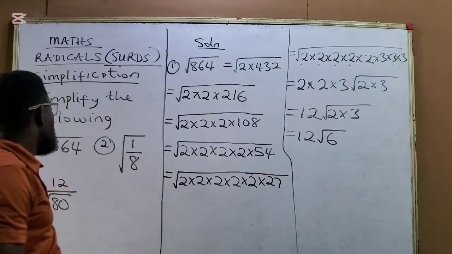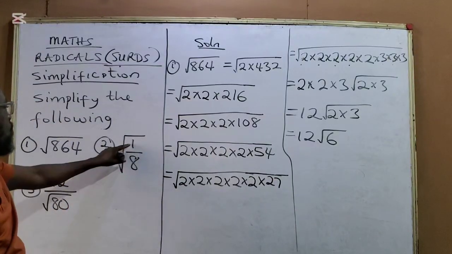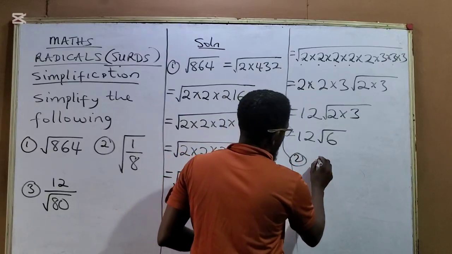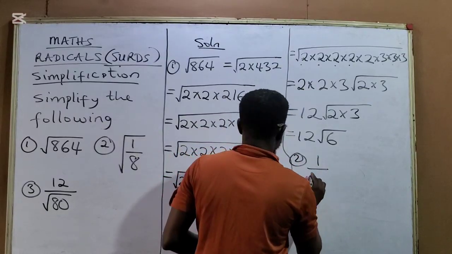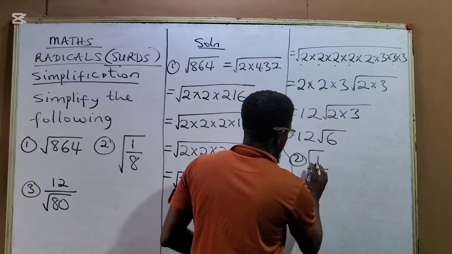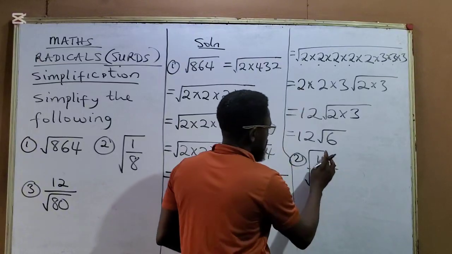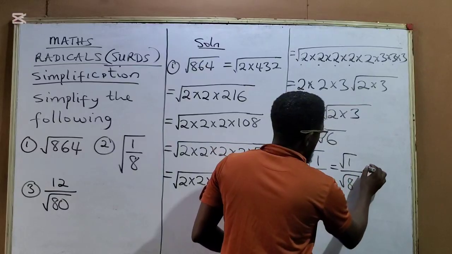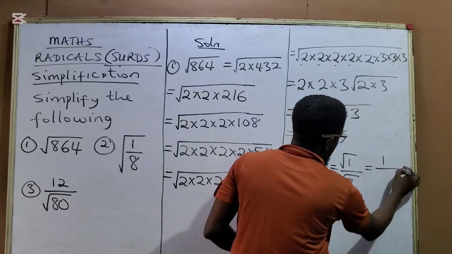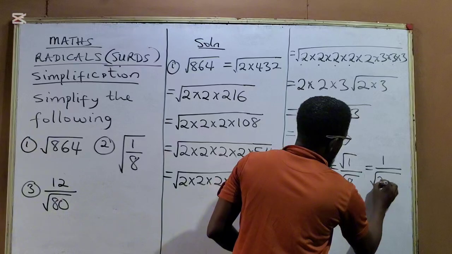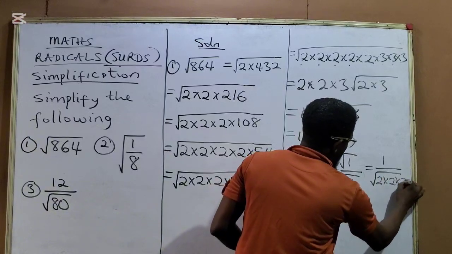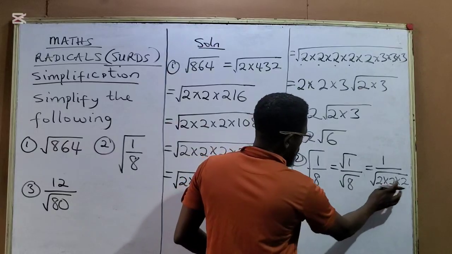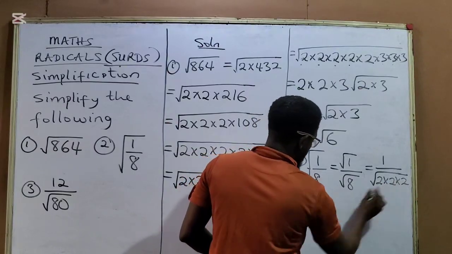Okay? Now, let's look at the second example. 1 over root 8. We can split this one to write root 1 over root 8. And of course, root 1 is taken as 1. And then this root 8 you can write as 2 times 2 times 2. That will give 1 over root 2, take 1, 2. Then we are left with root 2.